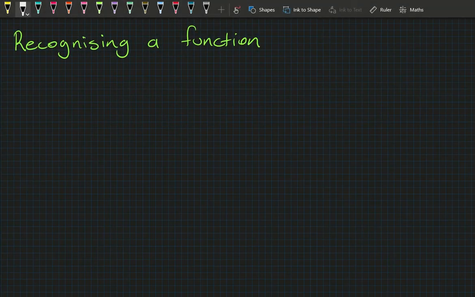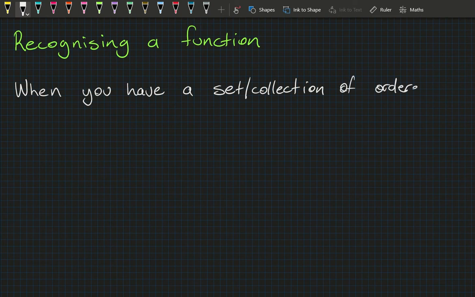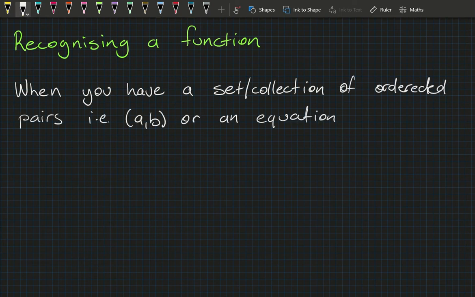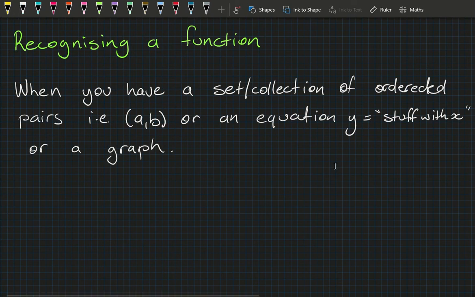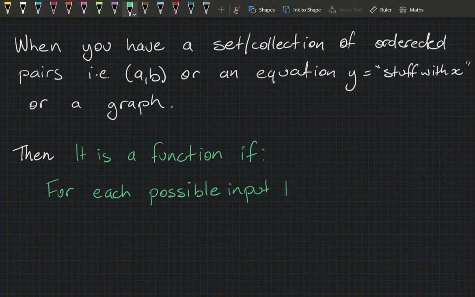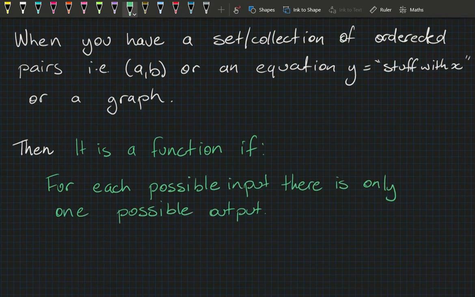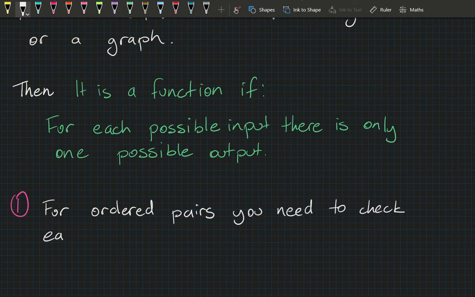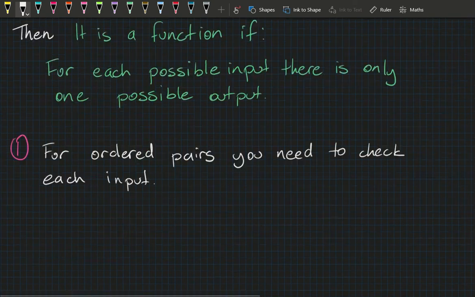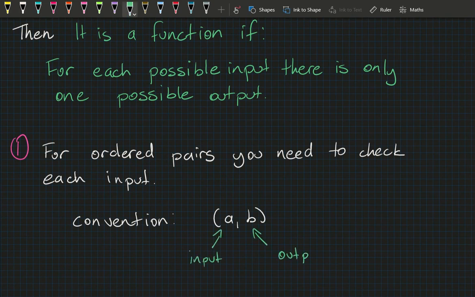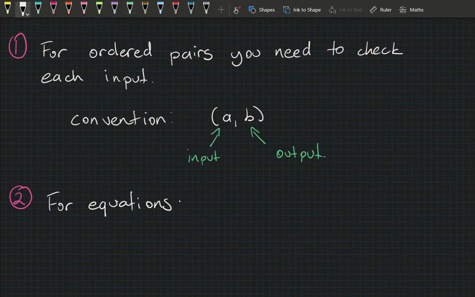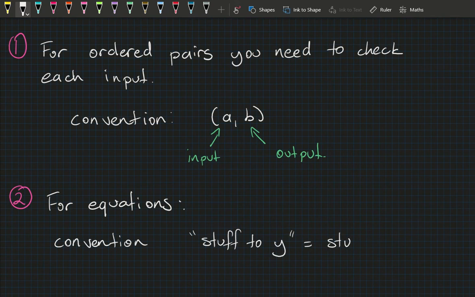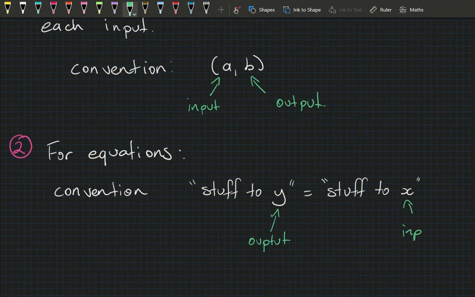When you have a set or collection of ordered pairs, i.e. A and B, or an equation such as y equals stuff with x, or a graph, then it is a function if for each possible input there is only one possible output. So for ordered pairs, you're going to need to check each input. The convention is for A, B, A is the input and B is the output. For equations, the convention is y equals stuff with x, and our y is the output and the x is the input.